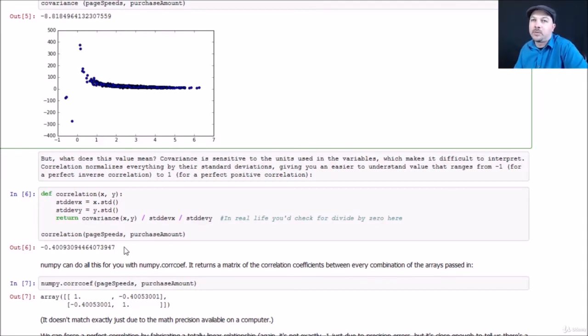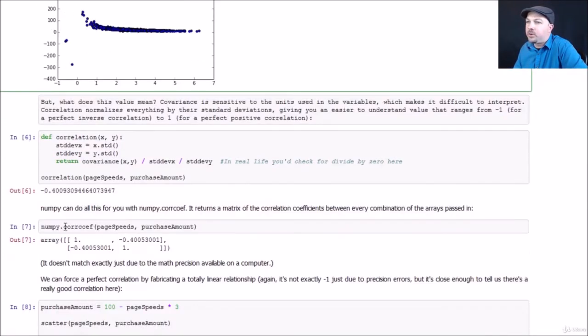It's not perfect. It's not a perfect line. That would be negative 1. But there's something interesting going on there. And again, a negative 1 correlation coefficient means perfect negative correlation. 0 means no correlation, and 1 means perfect positive correlation.